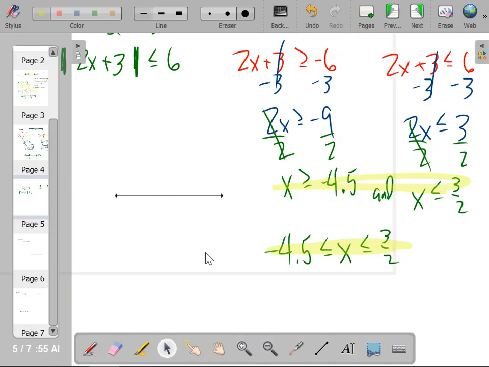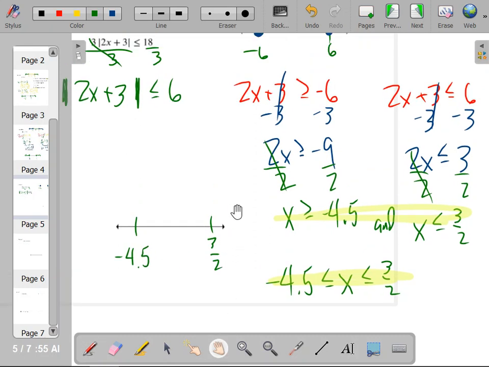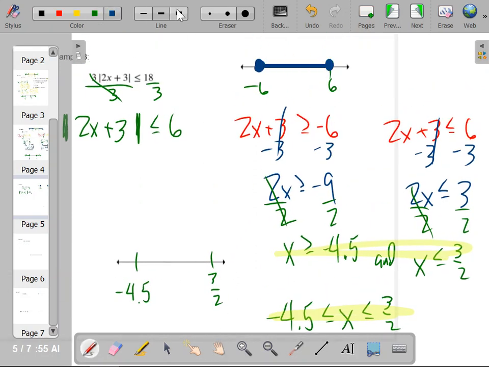Now I just have to graph it. So to graph it, I'm going to put dots at negative 4.5, and I'm going to put dots at 3 halves, which is 1.5 if you want it as a decimal. And it's going to look just like this. So closed circles, shade the middle. And that's our answer.